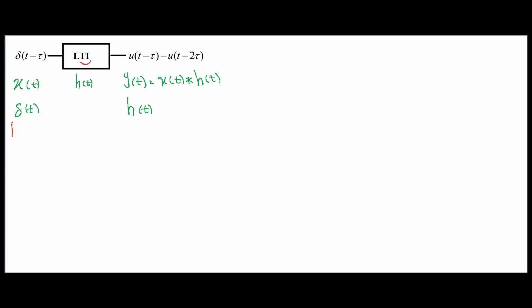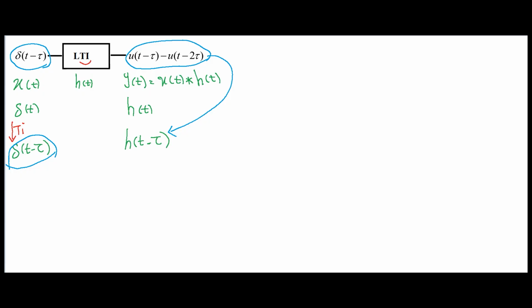Since the system is time invariant, according to the time invariance property, if the input is shifted by tau, the output will also be shifted by tau. Now, if we look at the given input, we can see that it is a shifted impulse. Therefore, the output will be h(t minus tau).